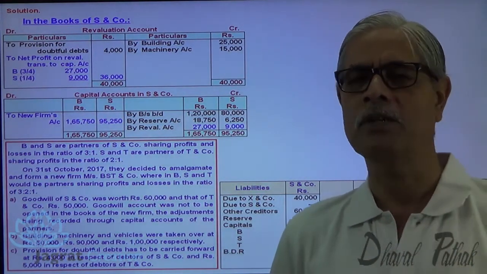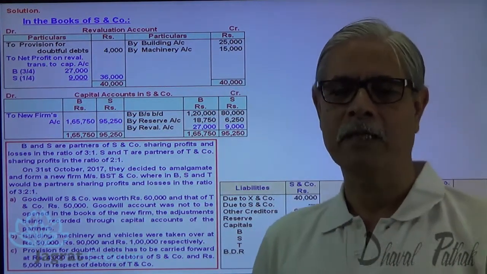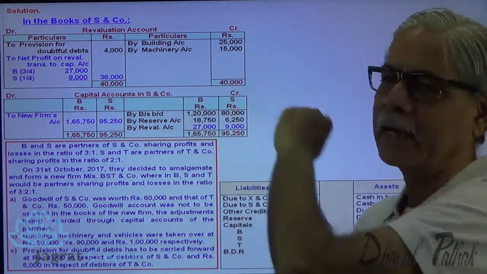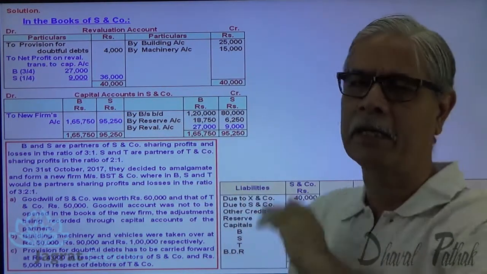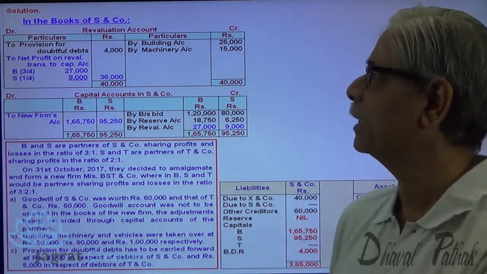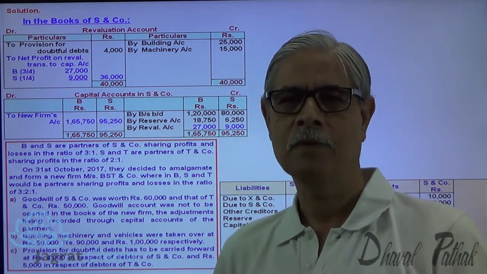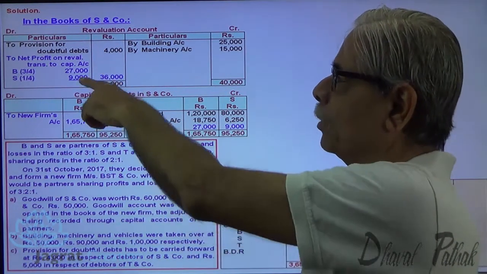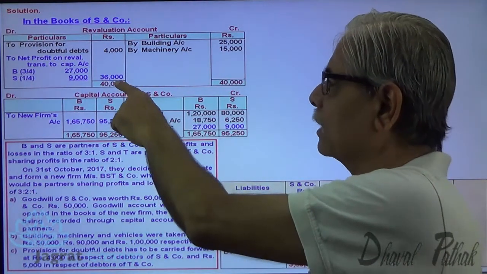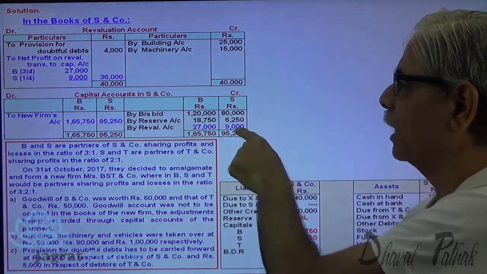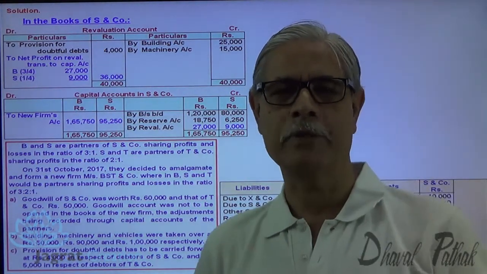Now let me explain the journal entries. See, the revaluation account is credited with 40,000. So first journal entry: building account debit 25,000, machinery account debit 15,000, to revaluation account credit 40,000. Next entry: revaluation account debit 4,000 to bad debt reserve account credit 4,000. Second entry. Third entry, revaluation profit is transferred to the capital accounts of the partners. So revaluation account debit 36,000 to B's capital account and S's capital account credit 27,000 and 9,000. So 3 entries for the revaluation account are done.